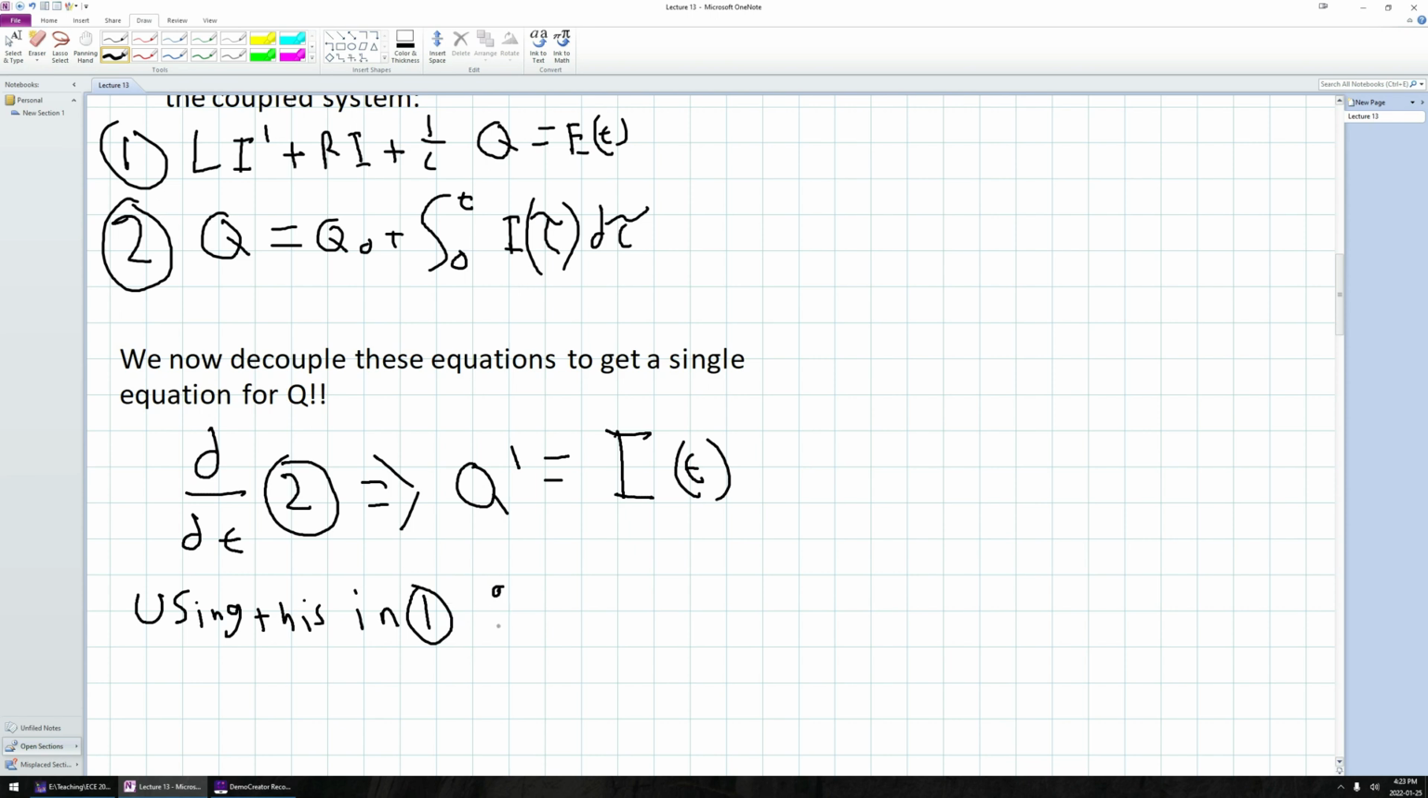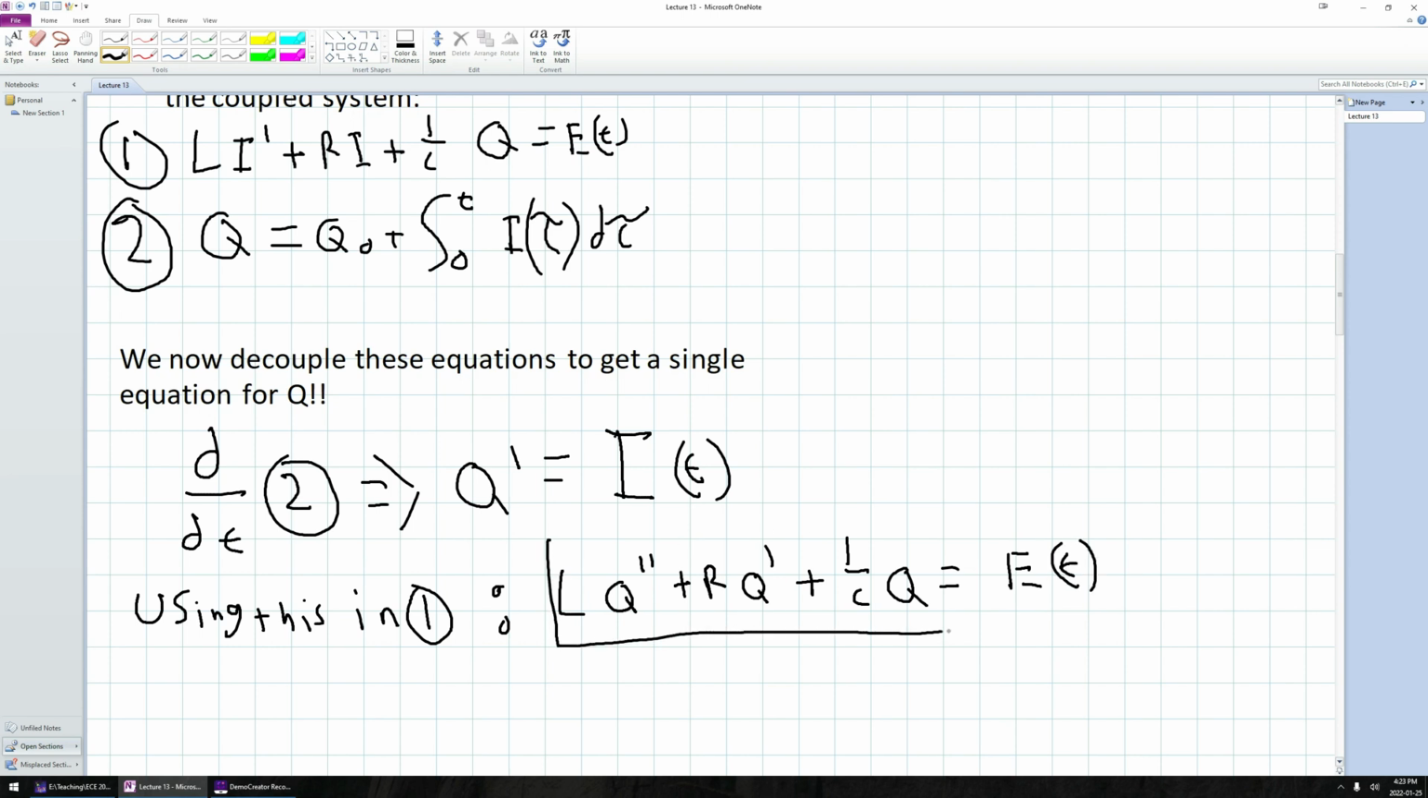what do I get? Well, from here, I replace all the I's with a Q prime. So here I'll get L Q prime prime plus R Q prime plus 1 over C Q is equal to this forcing term E of t. Okay, this is a differential equation for Q that we know how to solve, right?